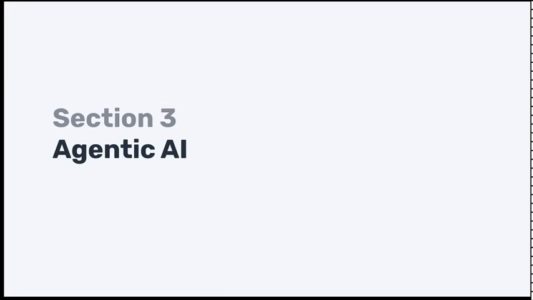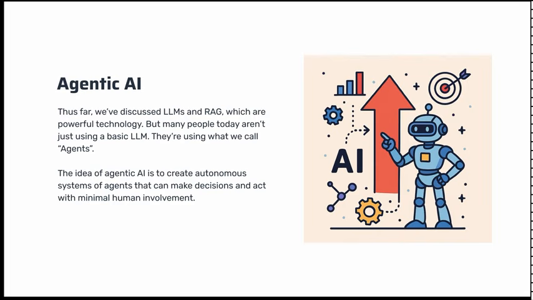So then we head into the last section here, which is Agentic AI. Thus far, we talked about LLMs and we've talked about RAG, which are both powerful technology, but many people today aren't just using a basic LLM, they're starting to use what we call agents. And the idea of agentic AI is to really have these sets of autonomous systems with agents that can make decisions and act with minimal human involvement.